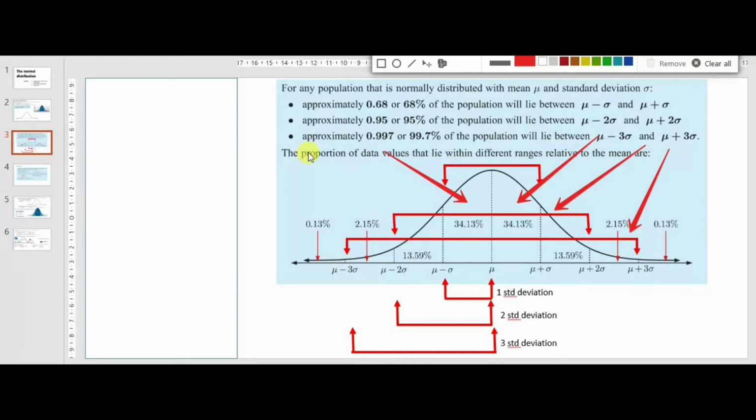The proportion of data values will lie within different ranges relative to the mean. And as you can see here, I've labeled it. This is your mean. This is one standard deviation. From the mean to this point, it's two standard deviations. From the mean to this point is three standard deviations. And this is a symmetrical graph. So therefore, whatever is true on the left will also be true on the right. So let's start working with some examples now. And that will give you a very clear understanding of what you need to do.